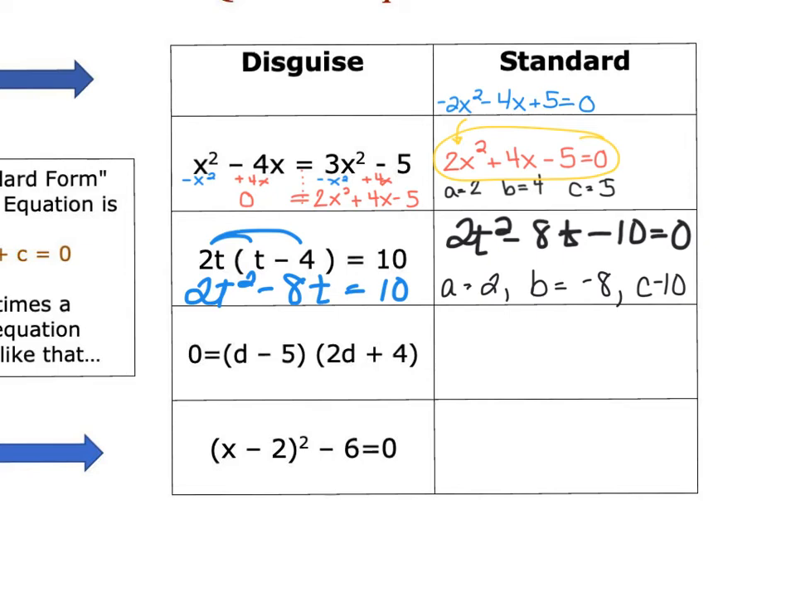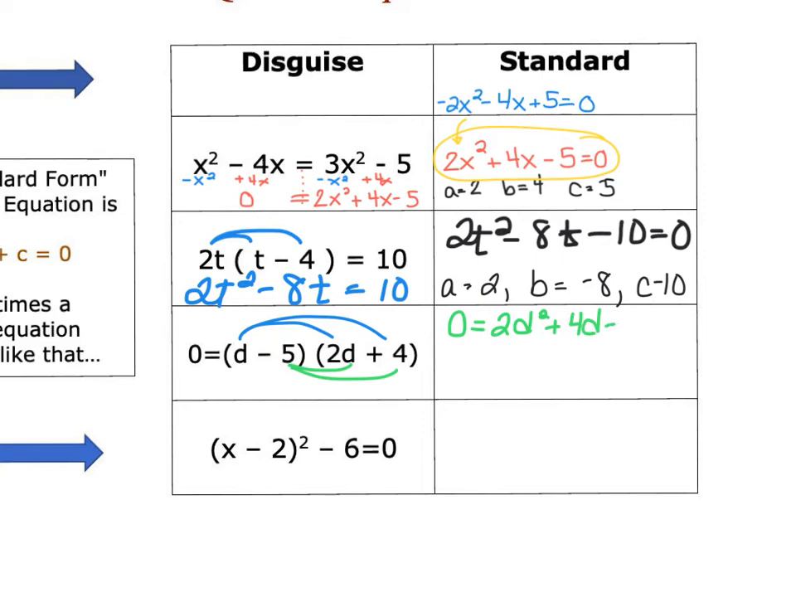So what am I going to do? Well, I need to distribute. I need to multiply d by everything and then negative 5 by everything. So I'm going to have 0 equals 2d to the second power plus 4d, and now I'm going to distribute the negative 5.